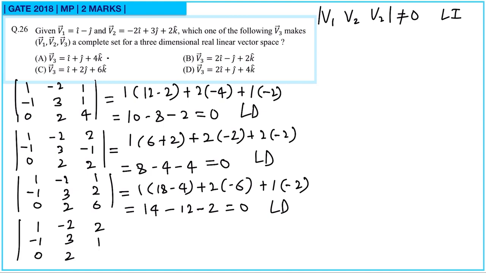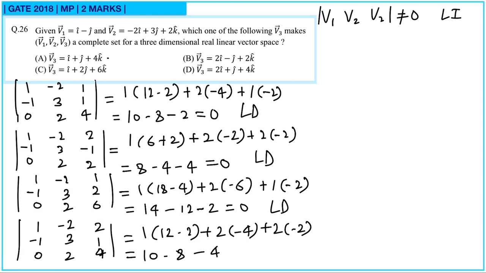Then we have 1 minus 1 0, minus 2 3 2. Last one is 2 1 4. This is equal to 1 into 12 minus 2 plus 2 into minus of 4 plus 2 into minus of 2. So that is 10 minus 8 minus 4, which is minus 2, which is not equal to 0. So it will be linearly independent.